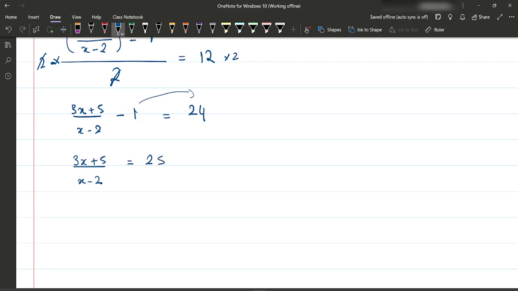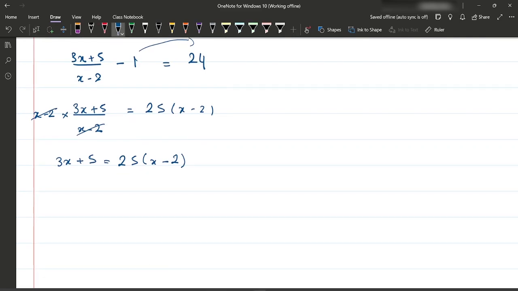Okay, now next thing what we're going to do is we're going to multiply on both sides by x minus 2. The reason for that is that I want to get rid of the fractions, so I'm going to be able to do that this way. So 3x plus 5 equals 25 times x minus 2, and I'm going to simplify this so that I can solve for x then. Distribute 25 times x, 25 times minus 2. This should give me 25x minus 50, then 3x plus 5.